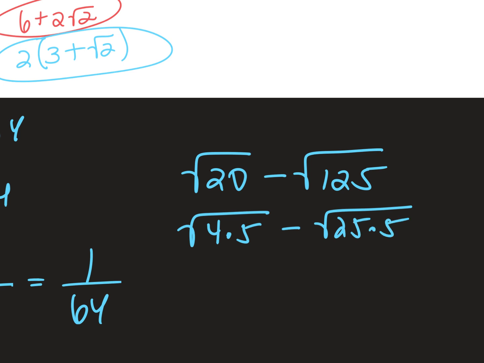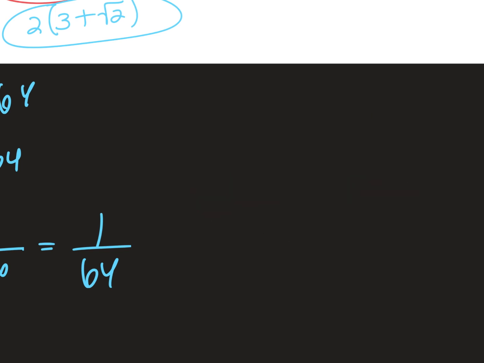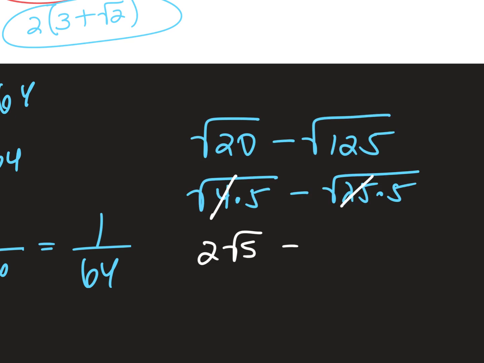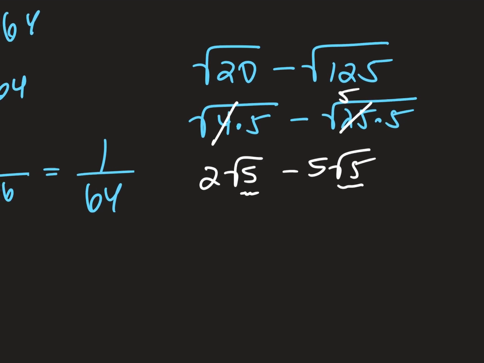And now I notice, oh, wait a second, now I can simplify this because the square root of 4 is 2. That comes out, 5 stays inside. Second one, the square root of 25 is 5, so that comes out. I have 5 root 5. And then I notice my radicals are the same, so I can subtract. 2 minus 5 gives me negative 3 square roots of 5.